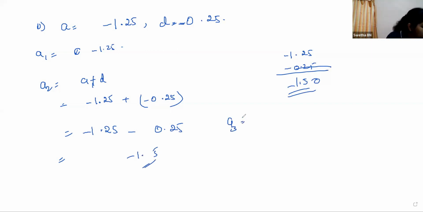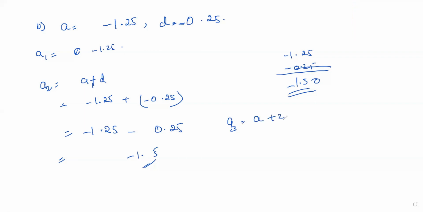What about A3? Find it fast and tell me, children. Ma'am, it is minus 1.75. Very good. Minus 1.75. Good. And try to do it yourself, children. It will be like a practice. Don't refer to your notes or anything. Try to do it yourself.